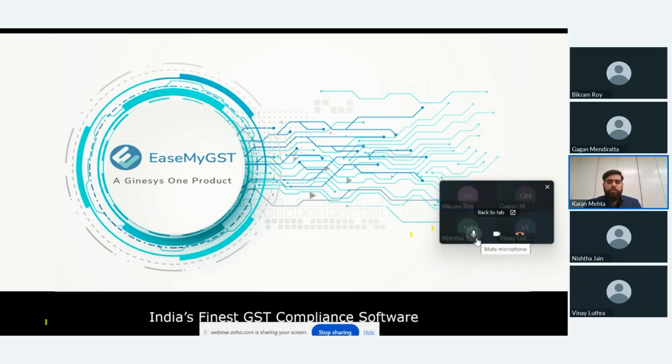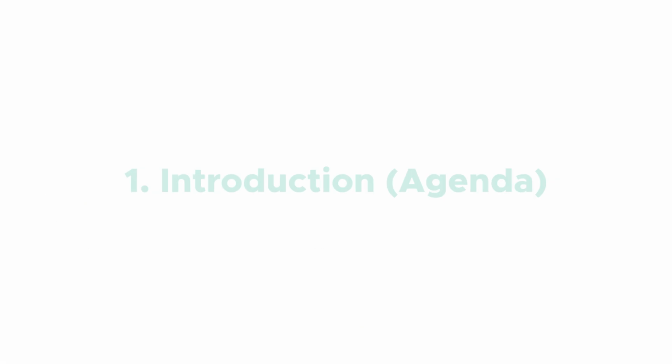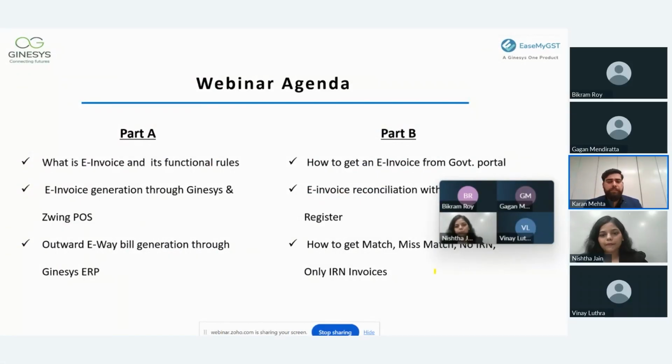Good afternoon, everyone. Thanks for joining today's webinar session. Let's start with the agenda. The agenda will be divided into two parts. Part A will be covered by me. First, I will explain what E-Invoice is, its function, and rules. Second, E-Invoice generation through Ginesys POS and Zwing POS. Third, outward E-Way generation through Ginesys ERP.